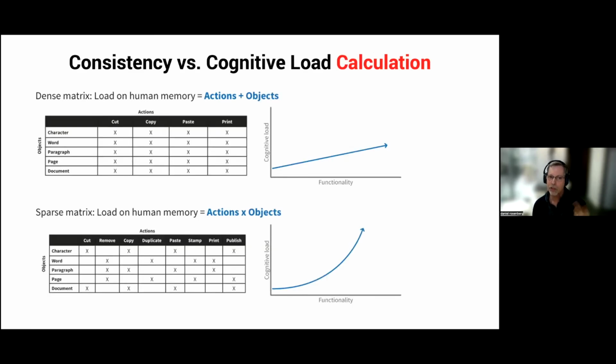And there's a huge difference in cognitive load. The denser the semantics, the lower the cognitive load. So when the semantics are dense, cognitive load grows roughly by the number of actions plus the number of objects. And when you get rid of all the redundancies and inconsistency, or you have them all, it starts to behave like actions times objects. And you start to get exponential growth in the cognitive load that you're placing on people.